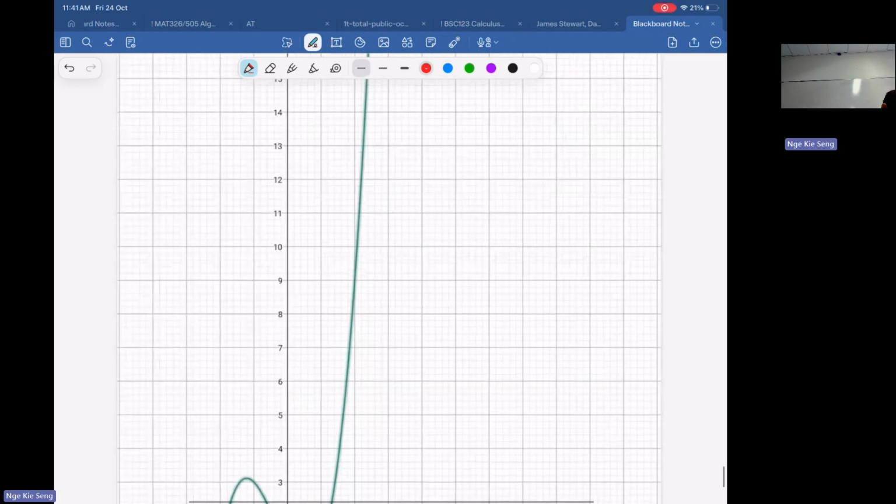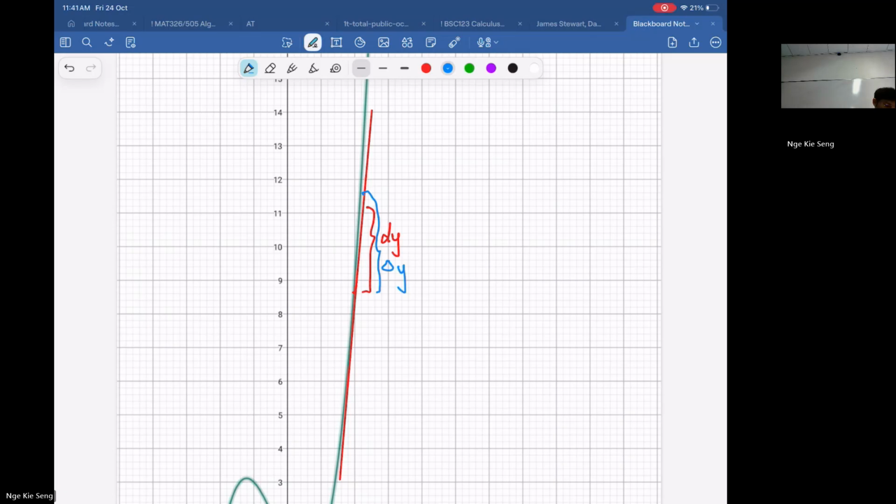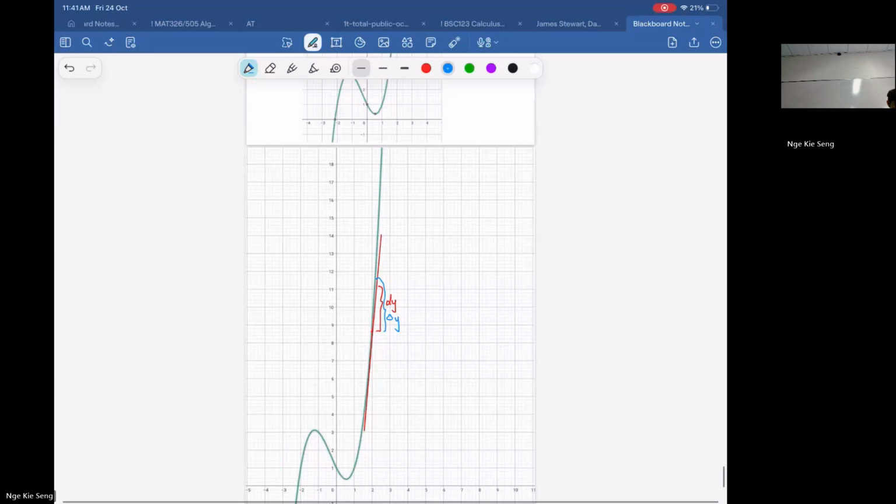Maybe zoom in here. So the tangent line goes lower than the curve like that. So here is 2, right? Really draw a straight line. Maybe it's better. Okay, so this is your dy, but your delta y is a bit further.